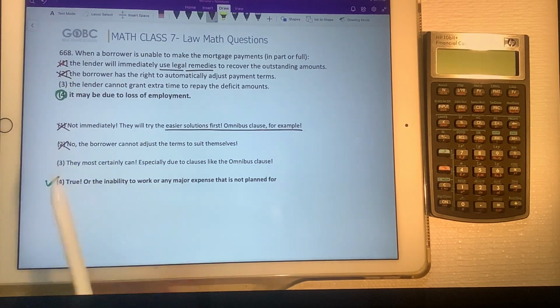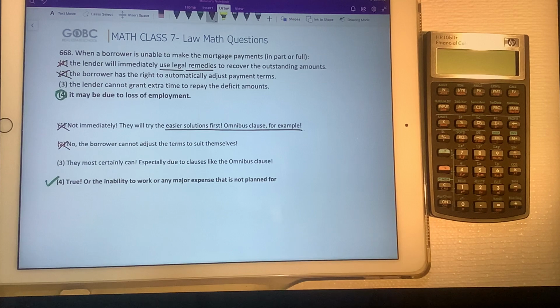Number 2 says the borrower has the right to automatically adjust payment terms. No, we wish we could. The borrower can't adjust the terms to suit themselves. They can only do what they're allowed to do in the contract. So the contract tells you what you're able to do. If it says you can adjust payments or skip payments or whatever the case may be, then sure, you can do that. But most mortgage contracts don't have those types of clauses in them, okay? So the borrower can't just decide to change the terms of the contract just because they're having troubles paying.